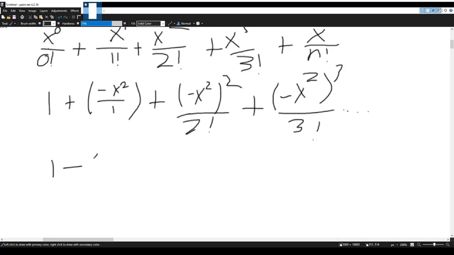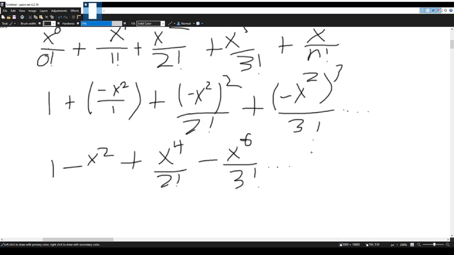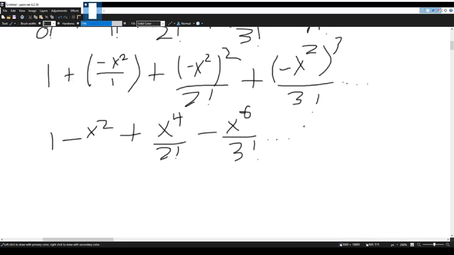So that's going to be 1 minus x squared plus, the squaring is going to get rid of the negative, but it's going to make that x to the fourth. So x to the fourth over 2 factorial. And then the cubing is not going to get rid of the negative, but it's going to make it x to the sixth over 3 factorial. And so what we're getting is seemingly negative 1, because it's going to alternate. So we want negative 1 to the n, which will make it alternate, times x to the 2n.